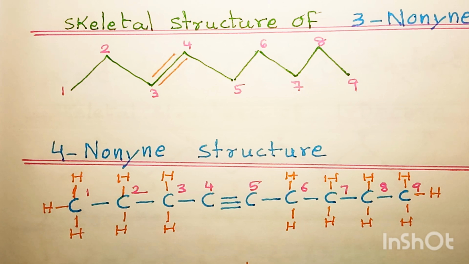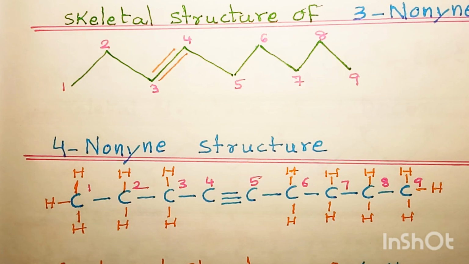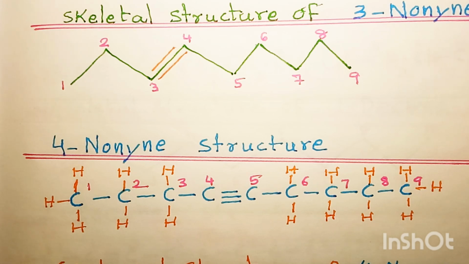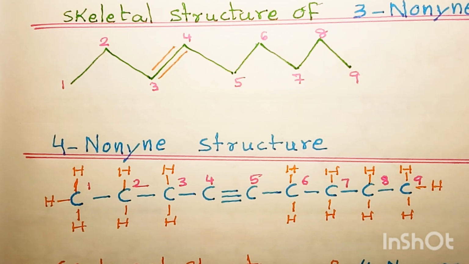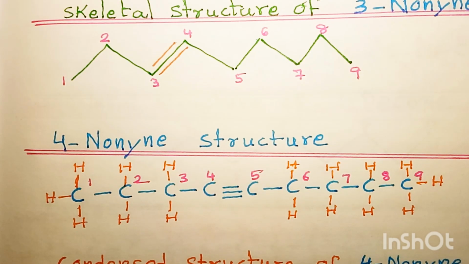Skeletal structure. Similarly, you draw nine zigzag lines like this. Add 2 more lines between 4 and 5. So it becomes 4-nonyne. Its physical state is also liquid.